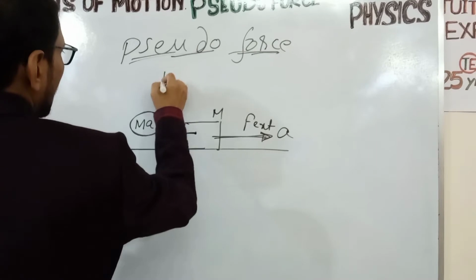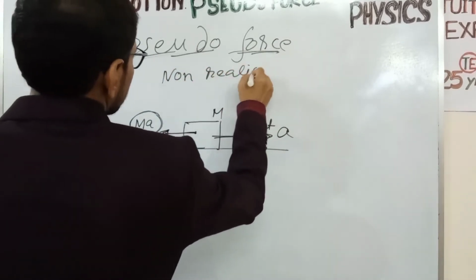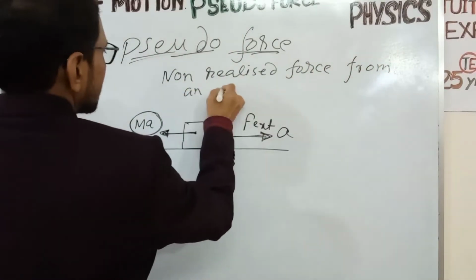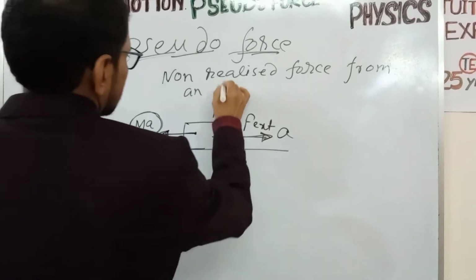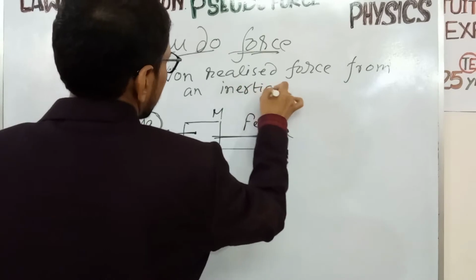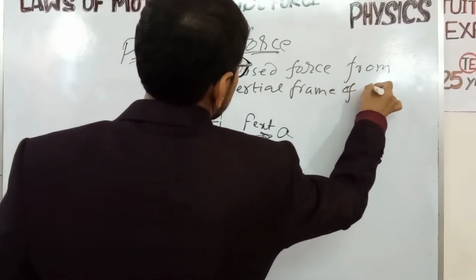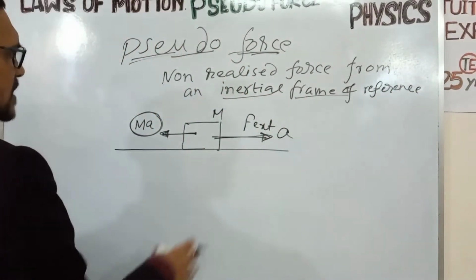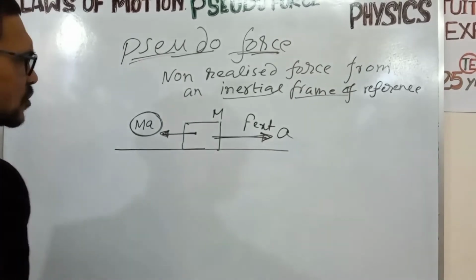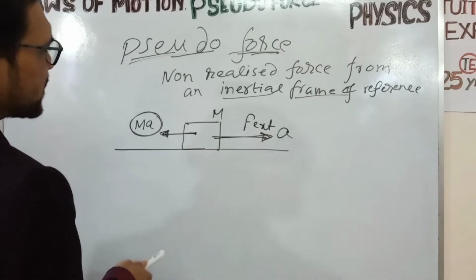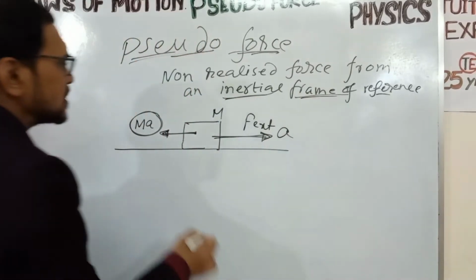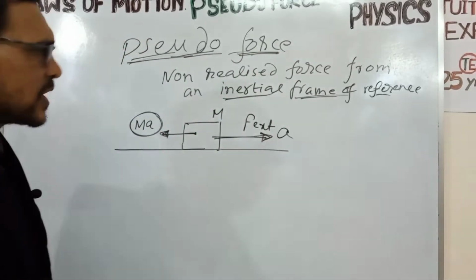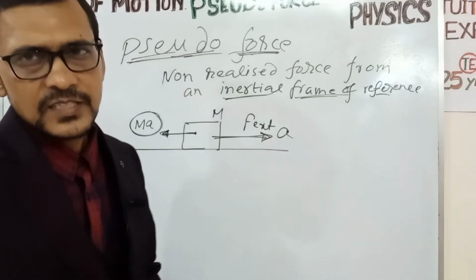So what is actually called pseudo force? It is called pseudo because it is a non-realized force, one that we cannot realize from an inertial frame of reference. An inertial frame of reference means the reference frame which is non-accelerating. So when we observe a body from an inertial frame of reference, we cannot realize the pseudo force. That is, pseudo force really exists, but we cannot realize it. So that's why it is called pseudo force.